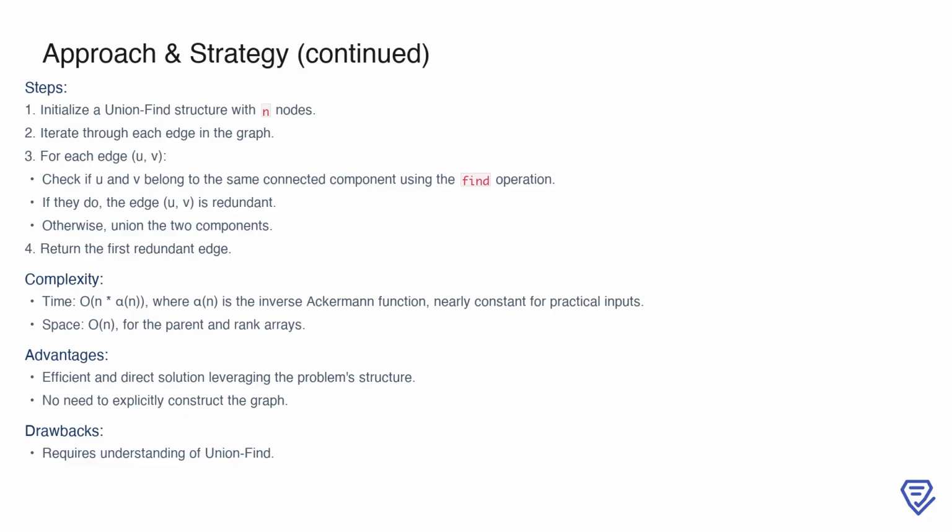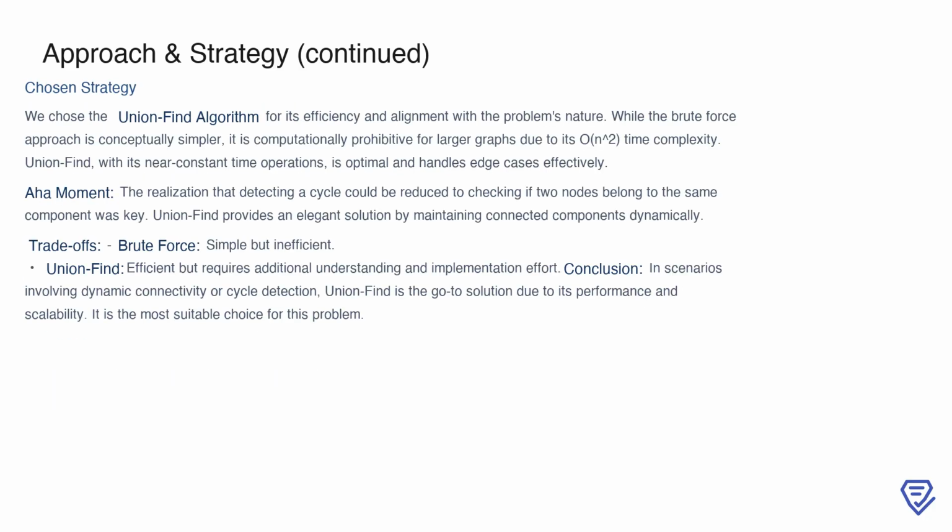This optimized solution is not only efficient but avoids the need to explicitly construct the graph, making it a direct and elegant approach to solving the problem. Given the efficiency and alignment with the problem structure, we chose the union find algorithm as our strategy. While the brute force approach is simpler to understand, it has a prohibitive time complexity of O(n squared), making it impractical for larger graphs. In contrast, union find offers near constant time operations, making it optimal for this problem.